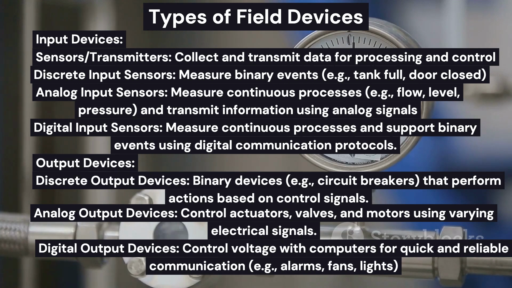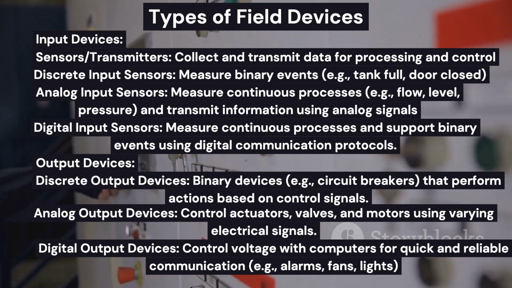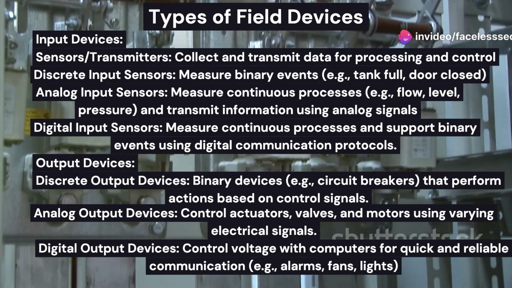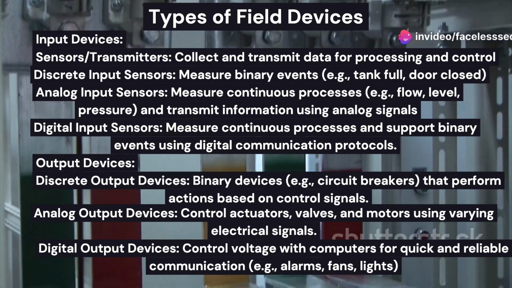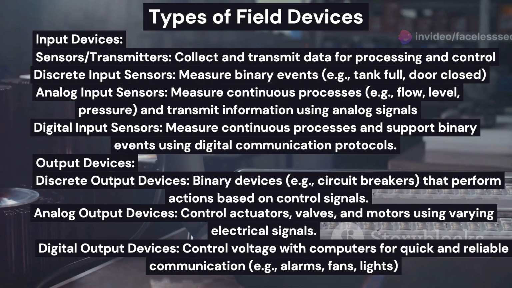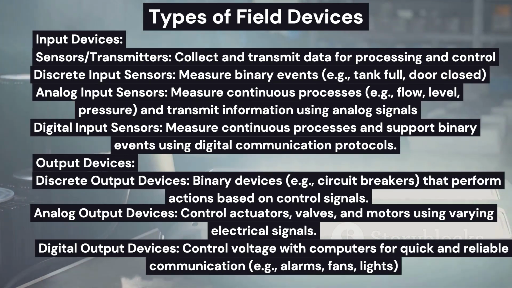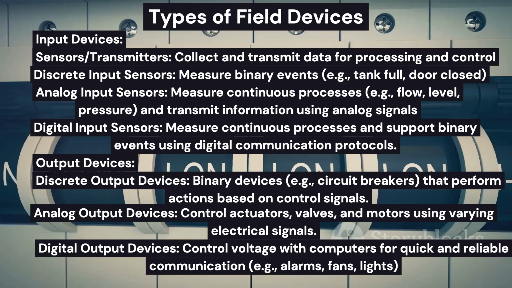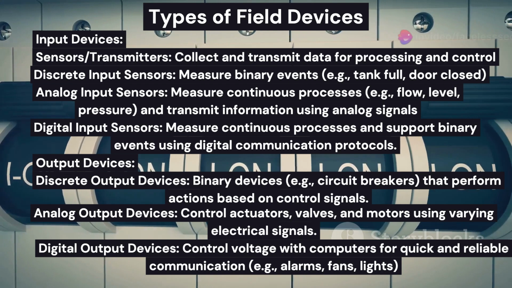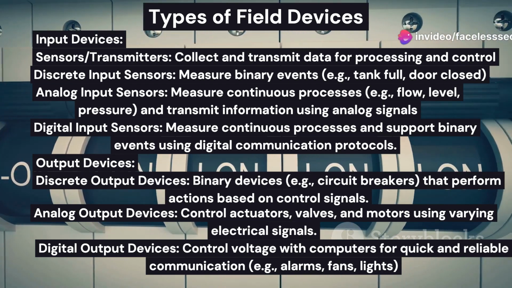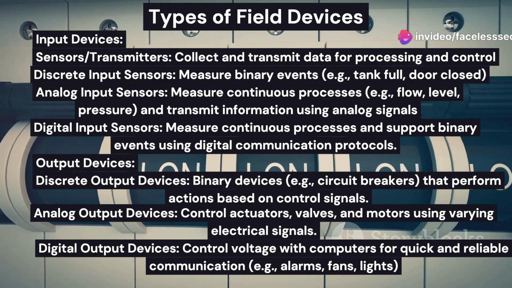Moving on to output devices. Discrete output devices are binary devices such as circuit breakers that perform actions based on control signals. Analog output devices control actuators, valves, and motors using varying electrical signals. Lastly, digital output devices control voltage with computers for quick and reliable communication, useful in alarms, fans, and lights.